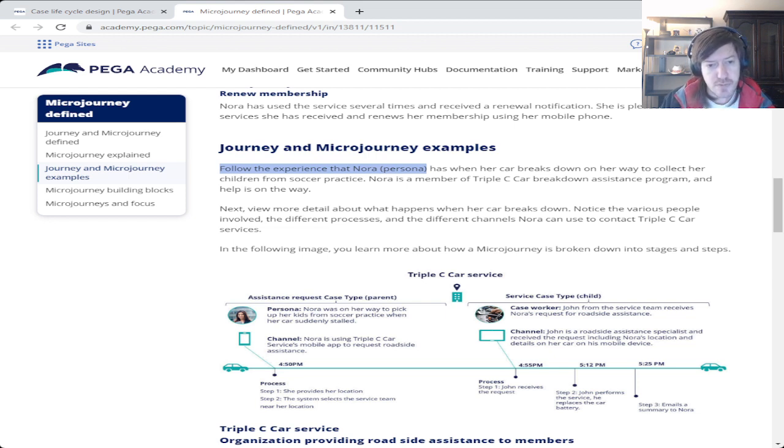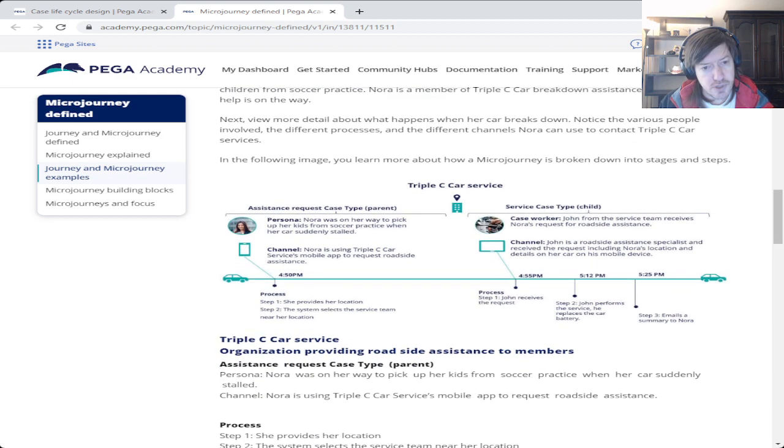Has when her car breaks down on her way to collect her children from soccer practice. Nora is a member of the Triple C Car Breakdown Assistance Program, and help is on the way. Next, view more detail about what happens when her car breaks down. Notice the various people involved, the different processes, and the different channels Nora can use to contact Triple C Car Services. In the following image, you learn more about how a microjourney is broken down into stages and steps.